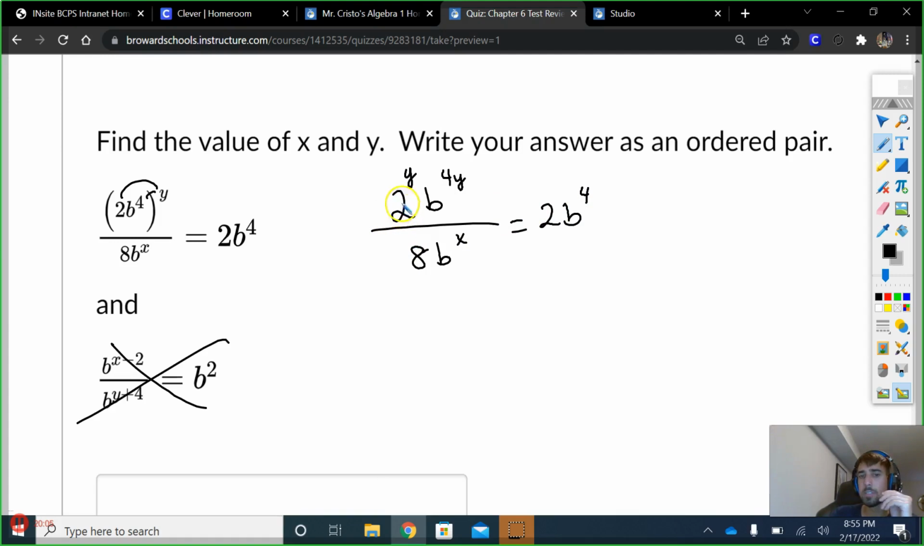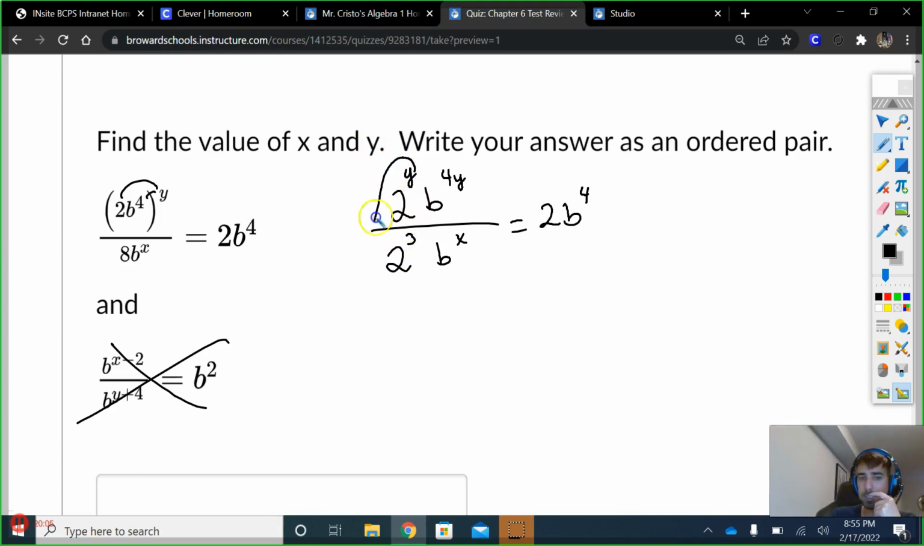I keep telling you, you have to make it like a lowest common base sort of thing. So the lowest common base that they have, I'm going to leave this 2. It's this 8 that I have to turn into a 2. How do you make that 8 a 2? 2 to the 1 power is 2, so that's not going to work. 2 to the 2 power is 4, that's not going to work. 2 to the 3 power is 8.